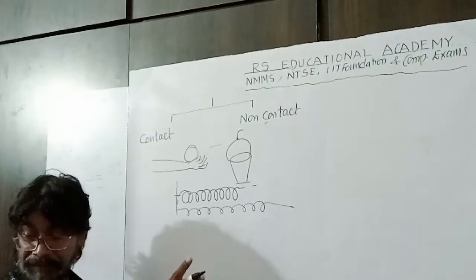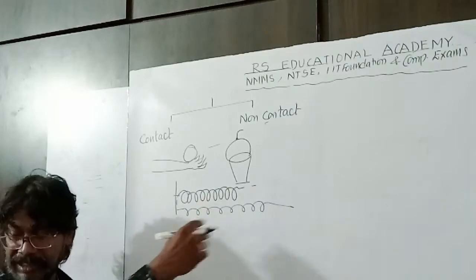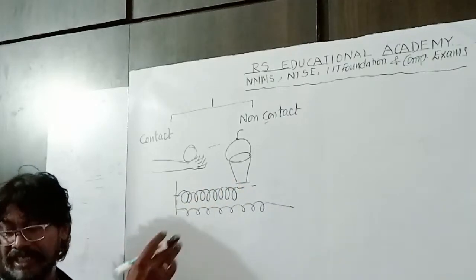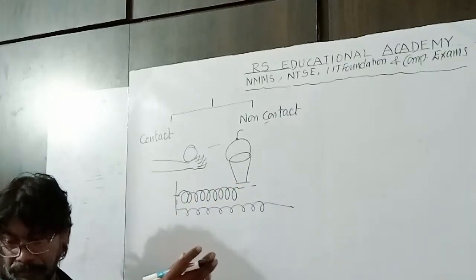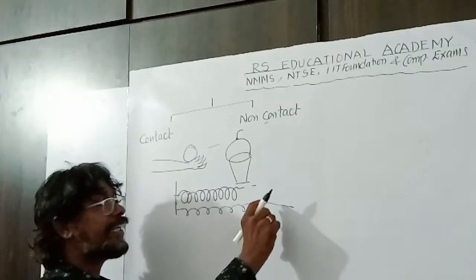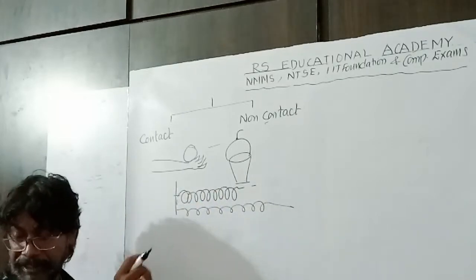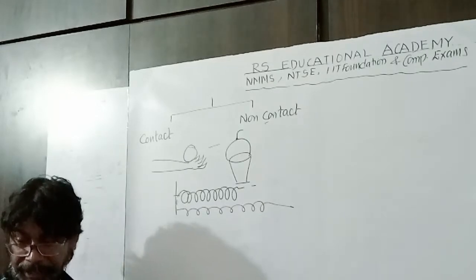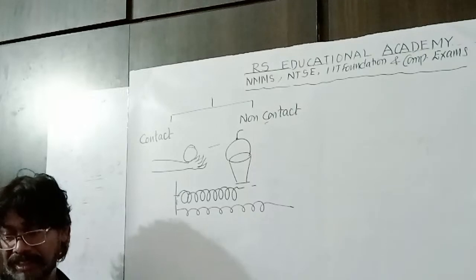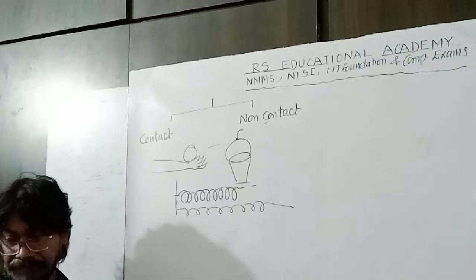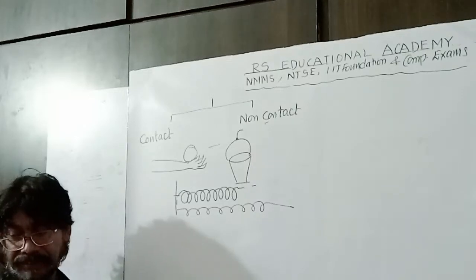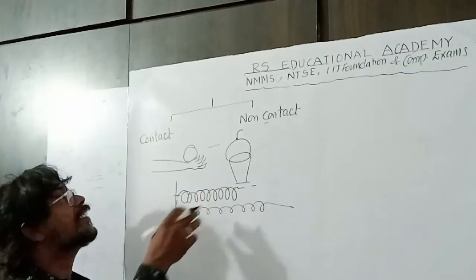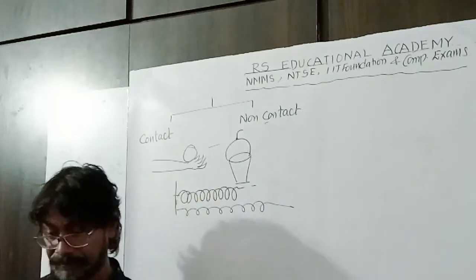Then that force which we used is called a contact force. Due to contact, we are directly holding the end of the spring and pulling, so that's why it is called a contact force. Like that, all these are examples of contact force. Understand?